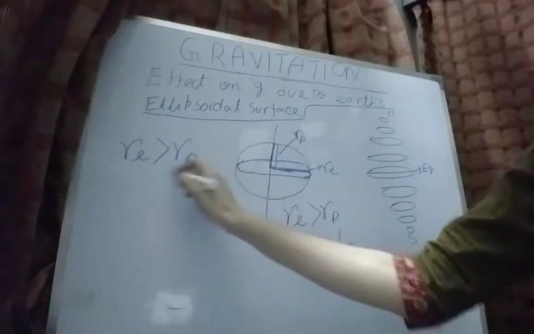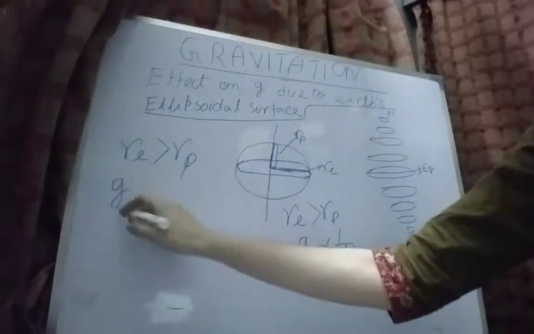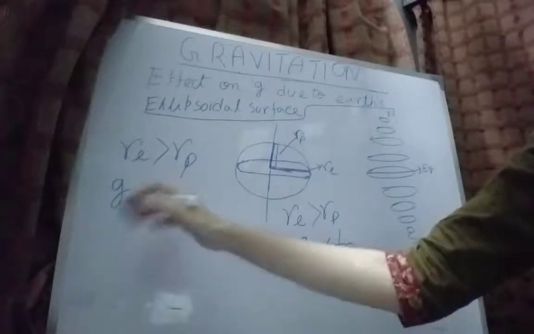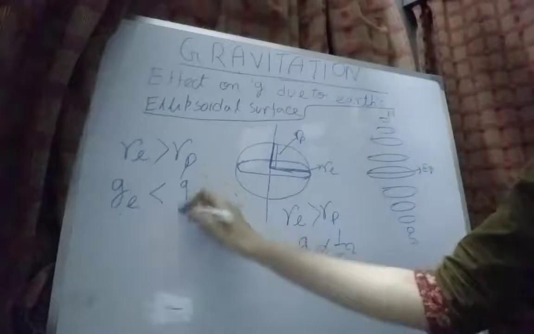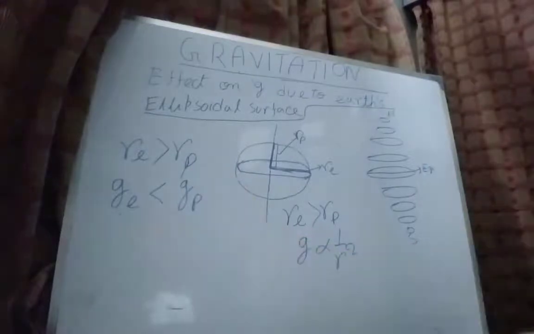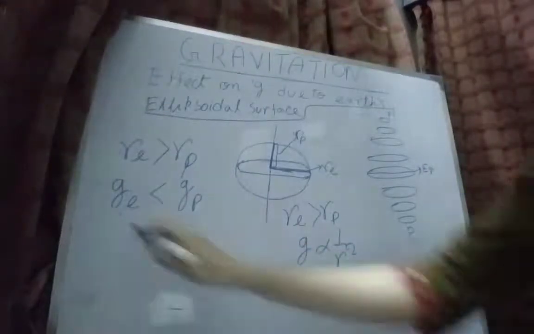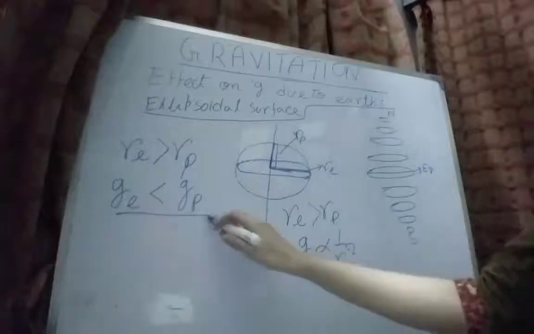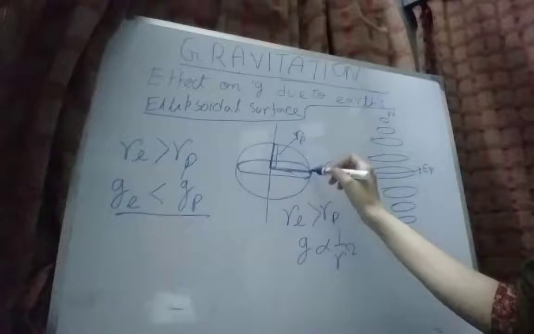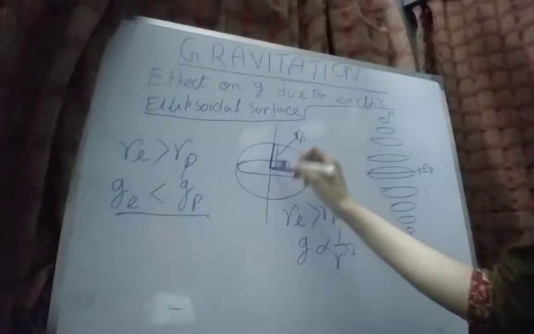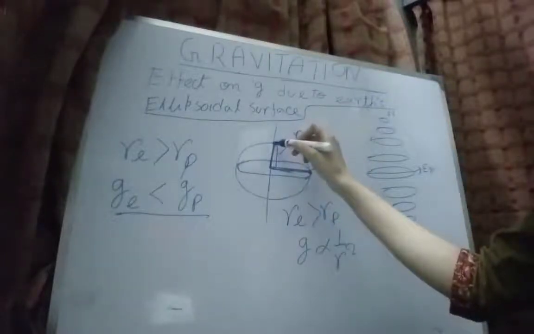then we may say that GE, that is the gravitational acceleration in the equatorial region, must be less than GP, that is the gravitational acceleration in the polar region. So GE must be less than GP, that is the gravitational acceleration in this region is less than the gravitational acceleration in this region.